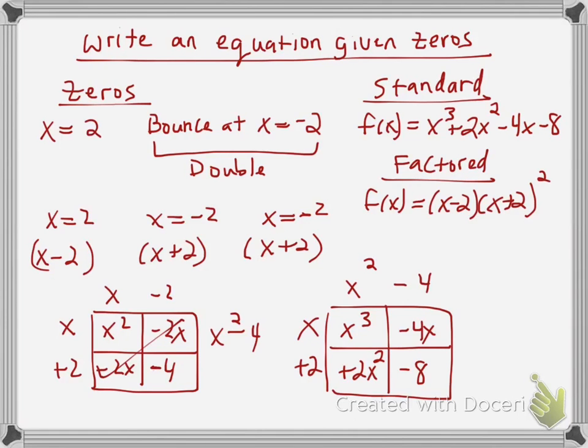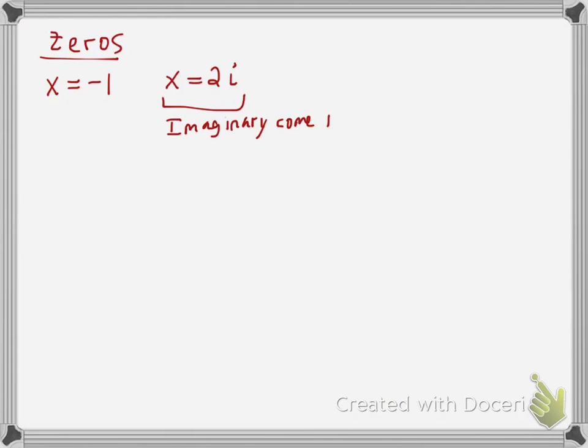So if I give you all real zeros, multiply everything out. And if I don't specify, hey, I just want an equation, you can give it to me in factored form or in standard form. It's up to you. Now the next one we're going to work on is if I give you imaginary zeros. It's the same concept. I'm giving you x equals negative 1 and x equals 2i.